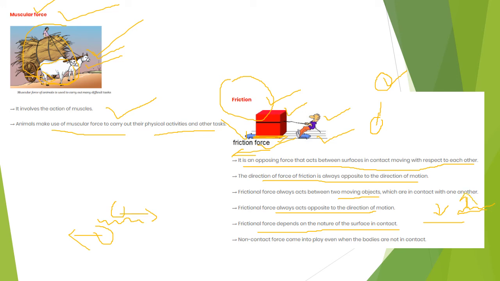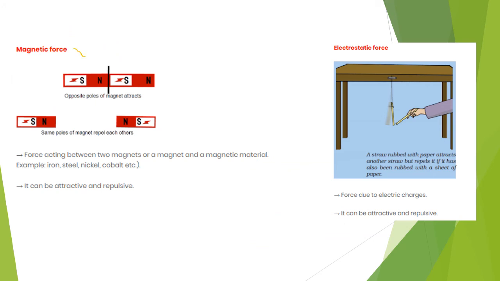Okay. Next one is non-contact force, which comes into play even when the bodies do not come in contact. Sometimes what happens, even if you are not in contact, some kind of force is applied there. Next one is magnetic force. Force acting between two magnets or a magnetic material is called the magnetic force. If they are coming together, that is also a force. If they are going away, that is also due to the force. Why? Because there is the magnetic force. It can be attractive or repulsive.